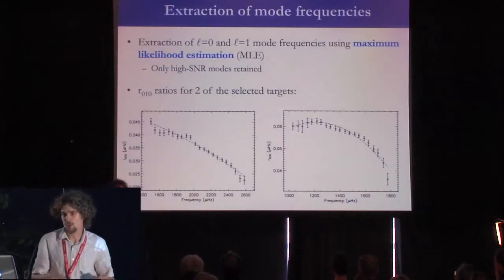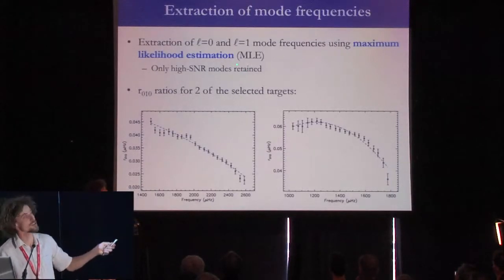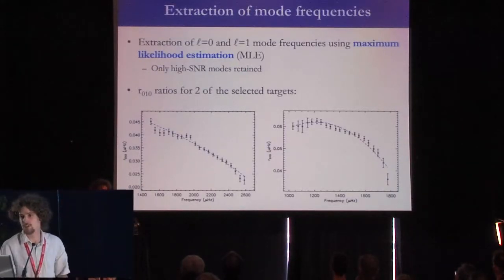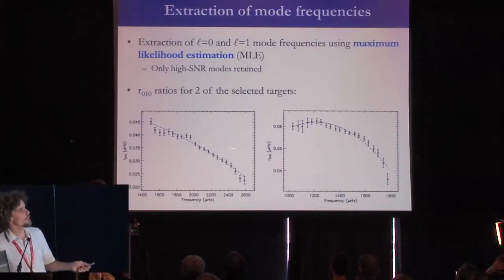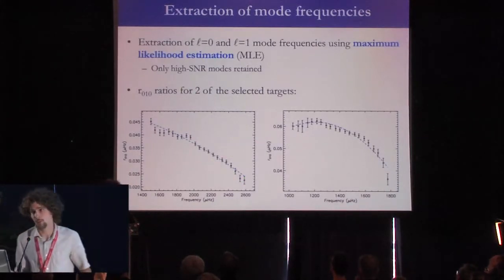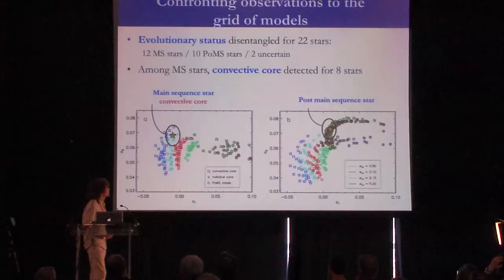So we extracted the modes. I won't go into details because this is routine now. We used maximum likelihood estimation for that. We picked only the highest signal-to-noise ratio modes, so no problem with that. And for each of the stars, we built the ratios and performed polynomial fits. So now what does it give when we compare it to the grid of models?